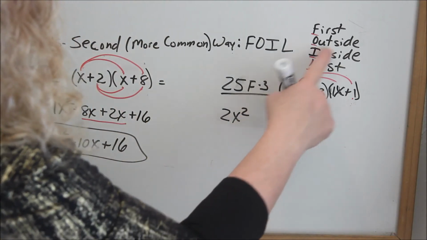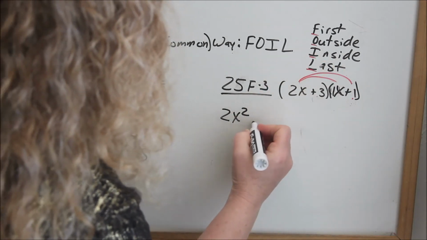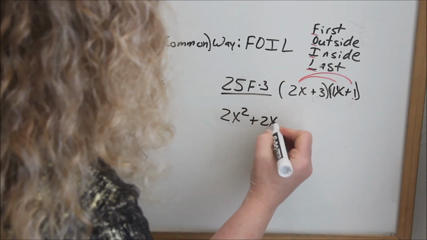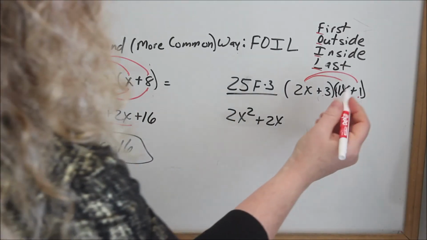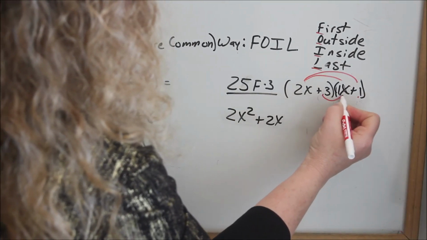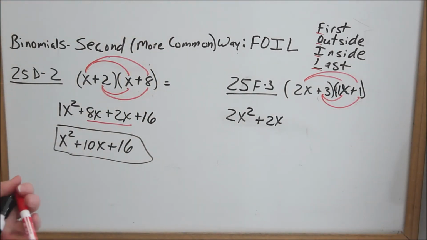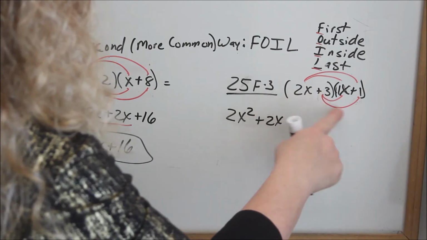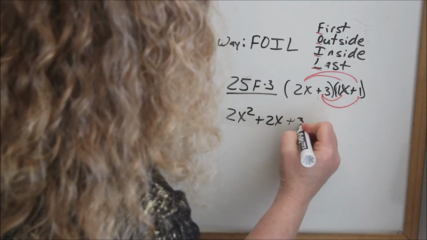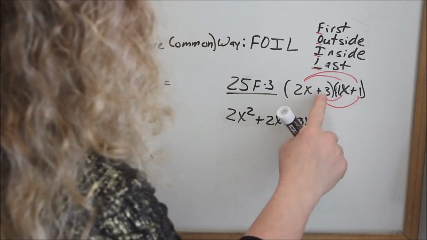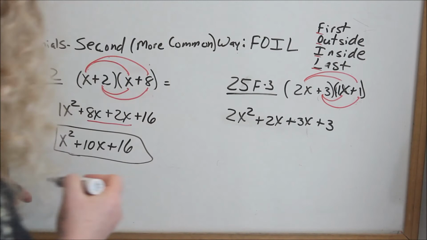Now take your 2x and distribute it to the positive 1. So 2x times a positive 1, positive 2x. Multiply your numbers together, then carry that letter along with you. Now we need to take this positive 3 and distribute it to everything in the second parentheses. So it's a positive 3 times a positive 1x. So that would be a positive 3x. Now positive 3 times a positive 1, which would be a positive 3.